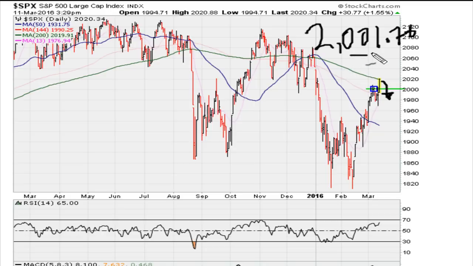So above 2001.76, the market is good. Below that, the market can be looked upon as being a little bit on the bearish side.